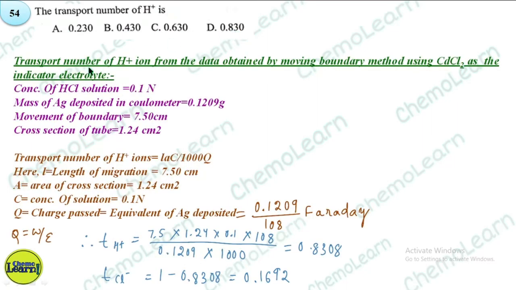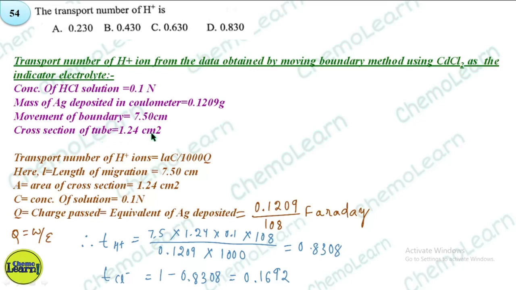The transport number of H plus ion from the data obtained by the moving boundary method using CdCl2 as the indicator electrolyte is: concentration of HCl solution is 0.1 N, and mass of the Ag deposited in the coulometer is 0.1209 gram. Movement of boundary is 7.50 centimeter, and cross section of tube is 1.24 centimeter square.